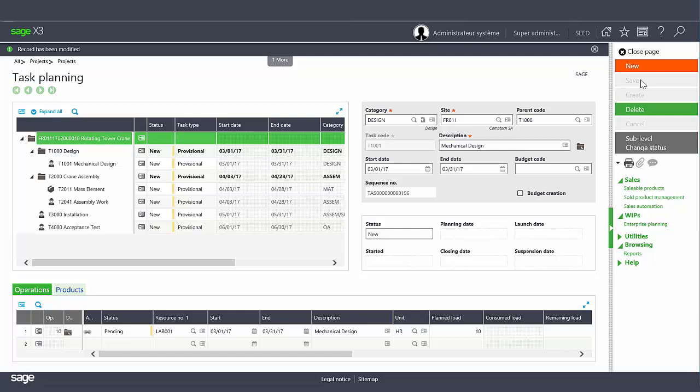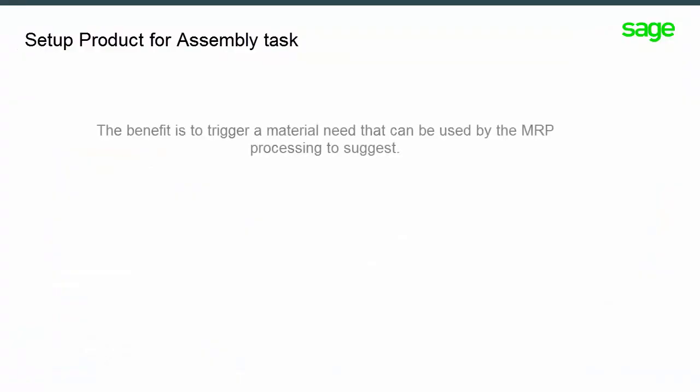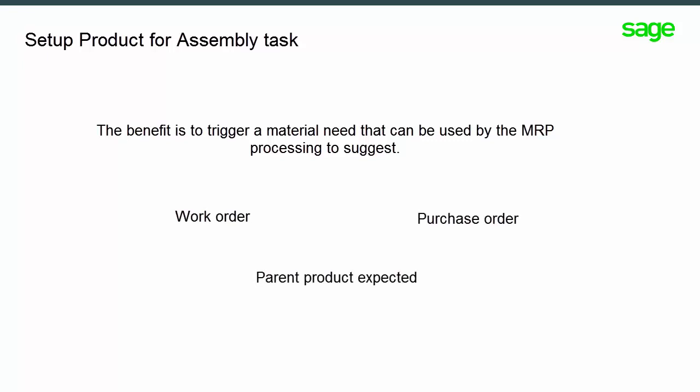Now we will set up products for the assembly task. This is done to trigger a material requirement that can be used by the MRP processing system to suggest a work order or a purchase order. You only identify the parent product expected to be delivered without specifying the components. The production bill of material will ensure that the correct components will be involved in the work order or assembly process. First, select a task requiring material.